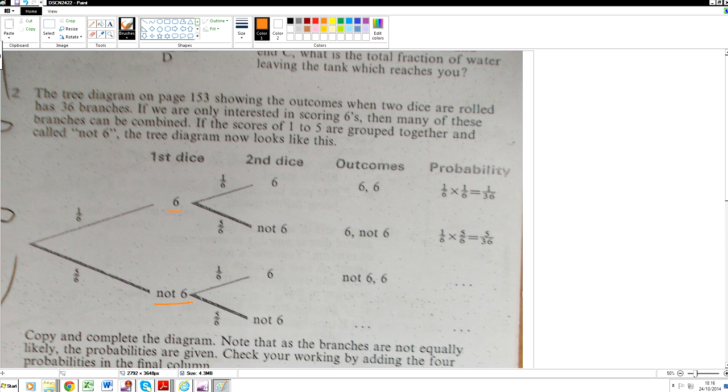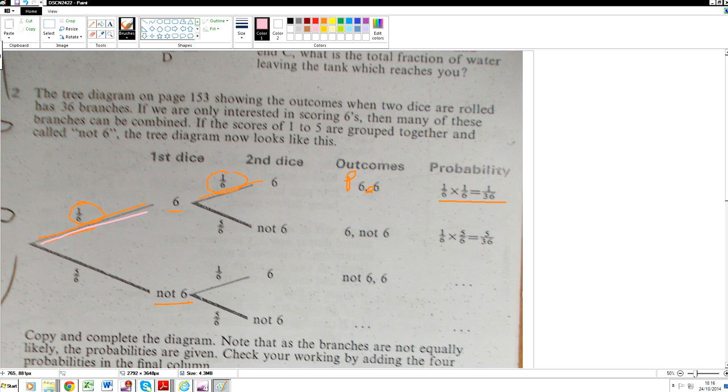So now, if you look at the tree diagram, probability of me getting 6 will be coming along here and also along here. So we say probability of a 6 and another 6. To work out the probability of 2 6s, what do we do with the fractions? We times them together. So there's the calculation over here.